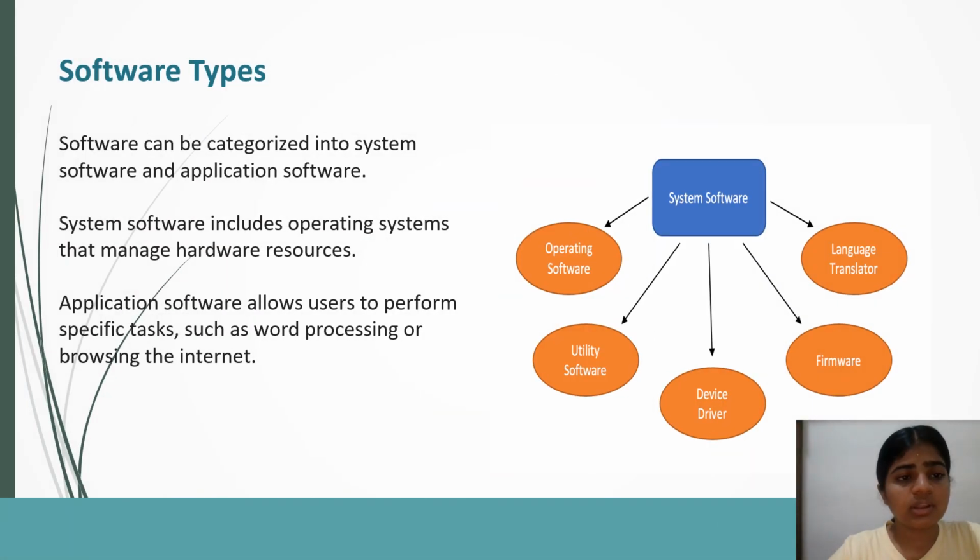Software types. When it comes to software types, there are many. Software can be categorized into system software and application software. System software includes operating systems that manage hardware resources. Application software allows users to perform specific tasks such as word processing or browsing the internet. System software includes operating software, utility software, device driver, firmware, and language translator.